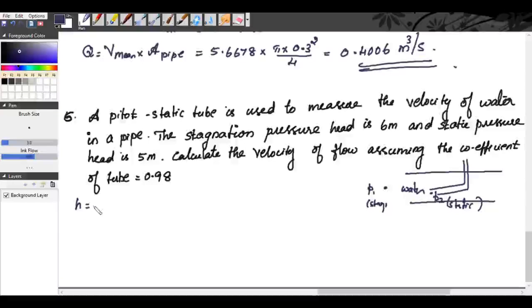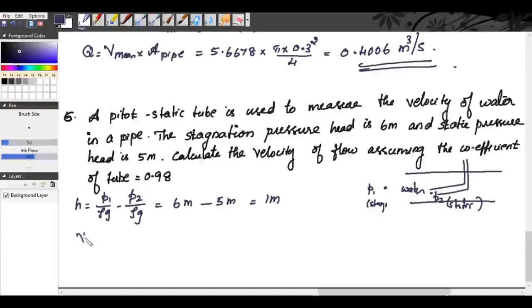So H is equal to P1 by rho g minus P2 by rho g. So P1 by rho g is a stagnation pressure head. Sorry, stagnation pressure head is given as 6 meter. 6 meter minus the static pressure head is given as 5 meter. So totally it is 1 meter.